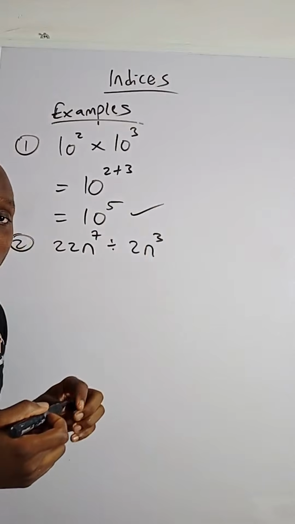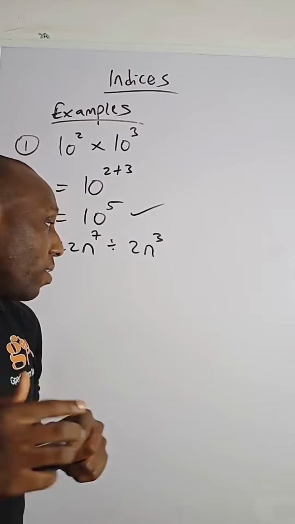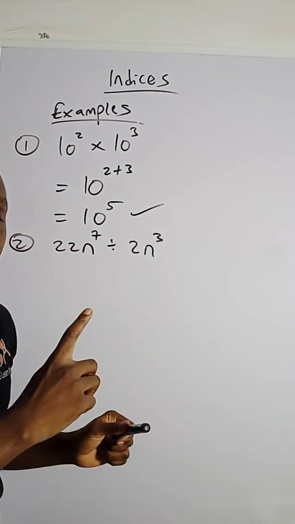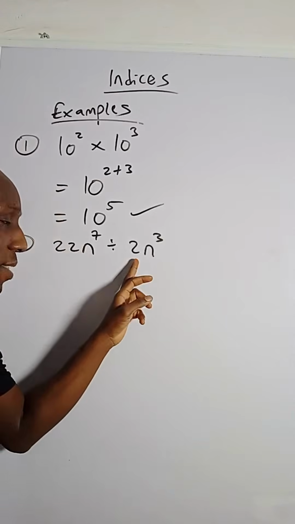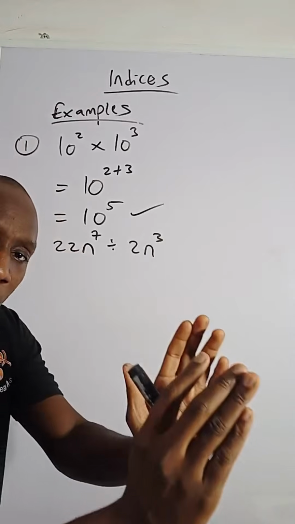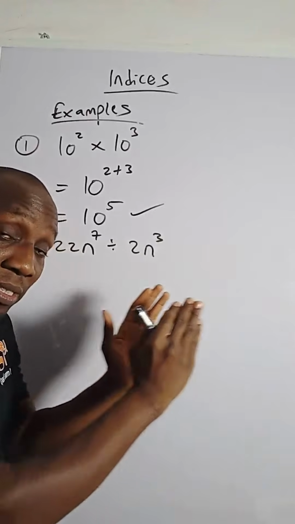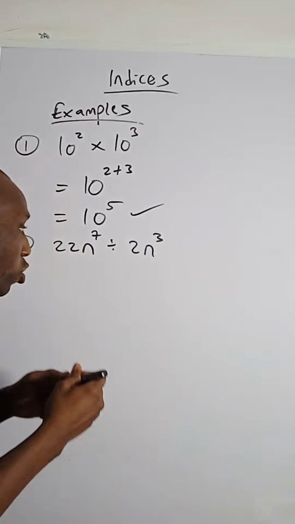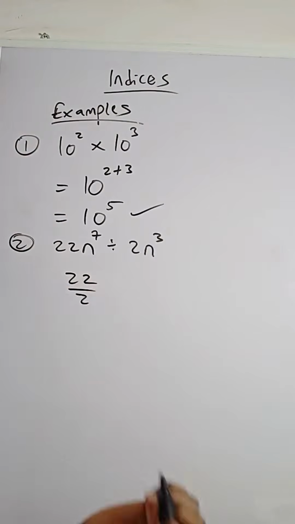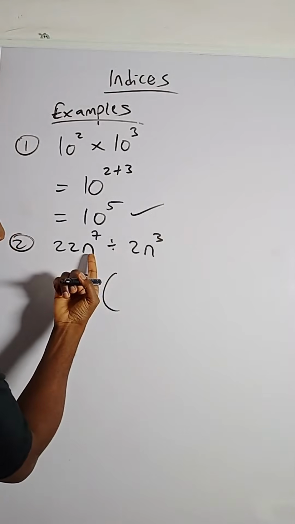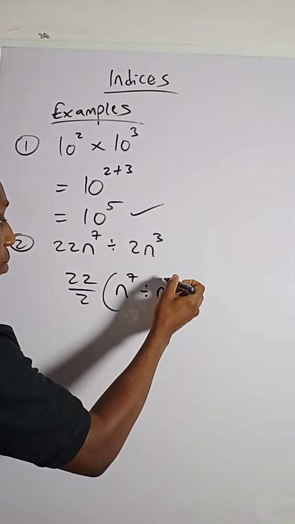So now look at what we have. See, many students make this mistake. See, we have n and n, same base. However, 22 and 2 are not the same base. So we can just bring those numbers out. We can separate them. So this is what we're going to do. Please take note of this. I can write this as what? 22 over 2, or divided by 2. Then we'll now use the law of indices for n raised to power 7 divided by what? n raised to power 3.